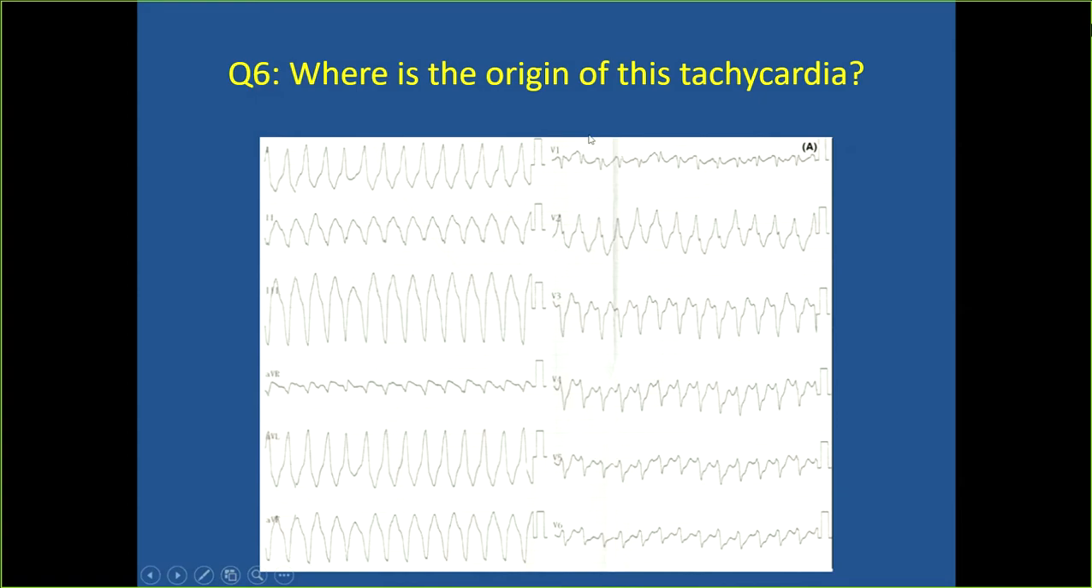How is the V4 to V6? V5 and V6 are more negative, right? So it should be the apical crux. Is it clear? Fantastic. Okay, next.